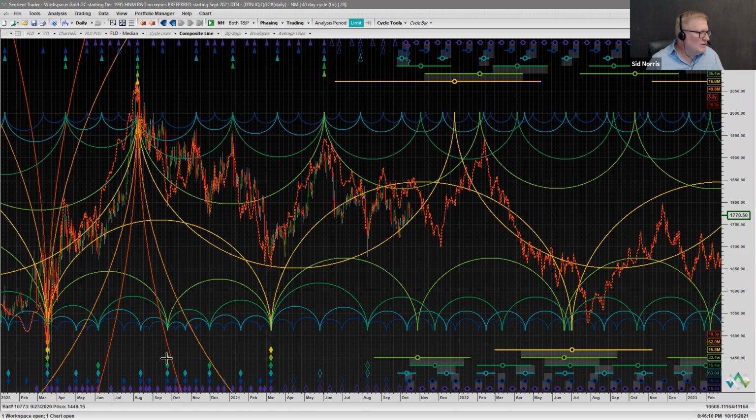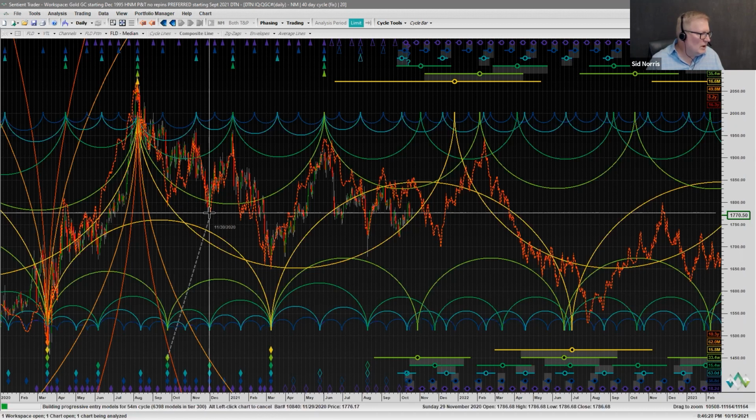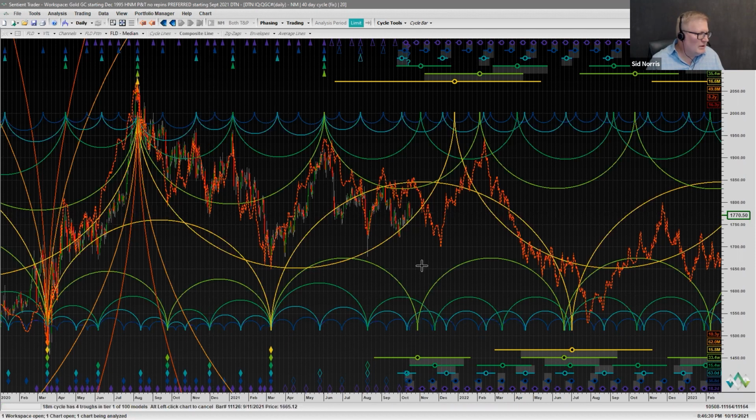So let me do a repin. I'm going to repin the 40-week to right there. This is a repin I've been using for months. And I'm putting the first 40-week cycle trough after that March 2020 low right here. So hopefully you would see what I'm saying, that if that's an 18-month cycle, that was very short, too short in my opinion.